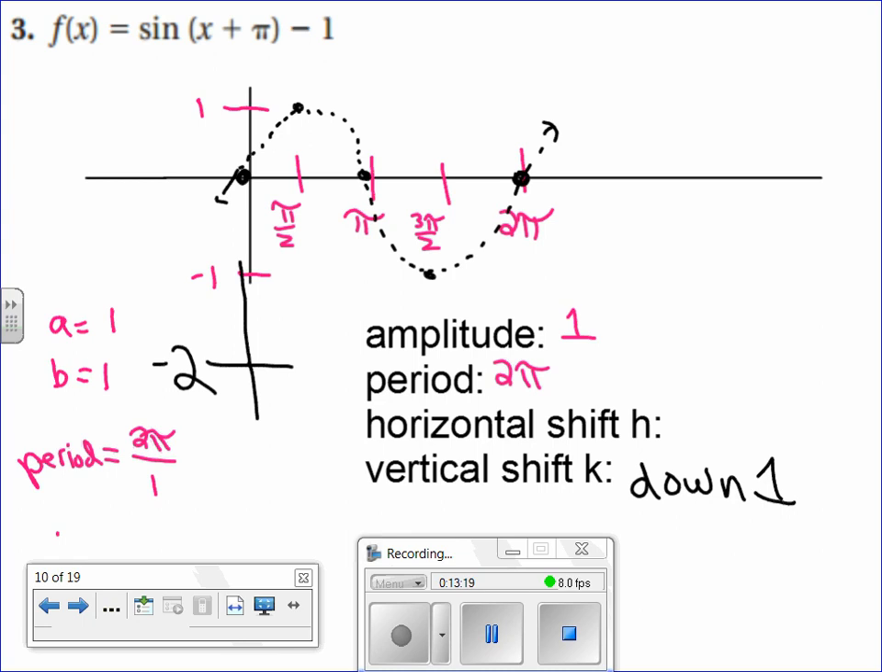And then what's our horizontal shift going to be? Pi units, but is that pi left or pi right? Pi to the left. Which it looks like to me a pi would be 2 hash marks. So we're going to do 2 hash marks to the left. This would be -pi/2, and this would be -pi. And how do I know that? They're just reflection images about the axis.